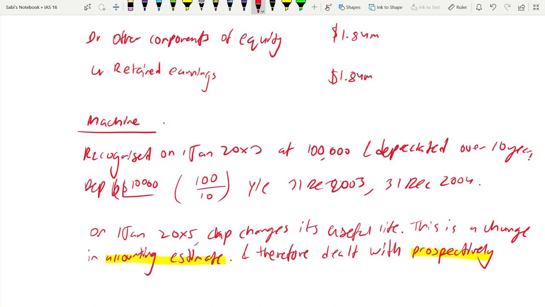You can even give the standard also, that according to IAS 8, it is dealt prospectively. Or you can just say it is dealt prospectively. But mostly it's good to write the name of the standard, according to IAS 8. In your exam, if you see your revision kit questions or past papers, they always write the name of the standard. According to IAS 8, it is dealt prospectively.